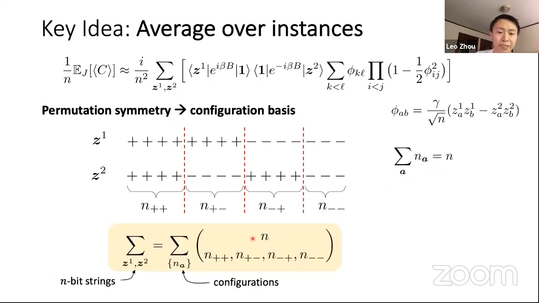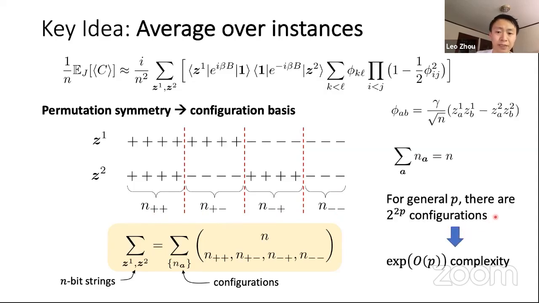And basically what this allows you to do is that instead of summing over the bit strings, you can sum over configurations, which only requires you to sum over, in this case, 4 different things. There are only 4 different n's. And for general P, you can see that there will be 2P bit strings that are going to be inserted. And that basically means that there will be 2 to the 2P configurations. And this is what gives us the exponential in P complexity in our calculation.